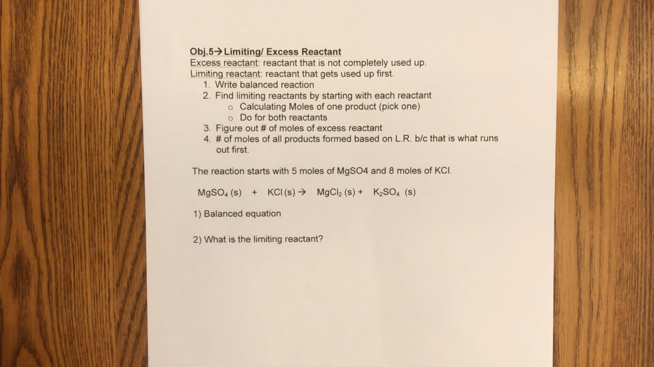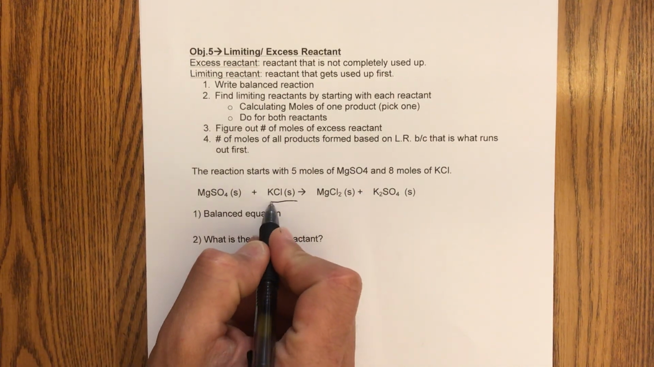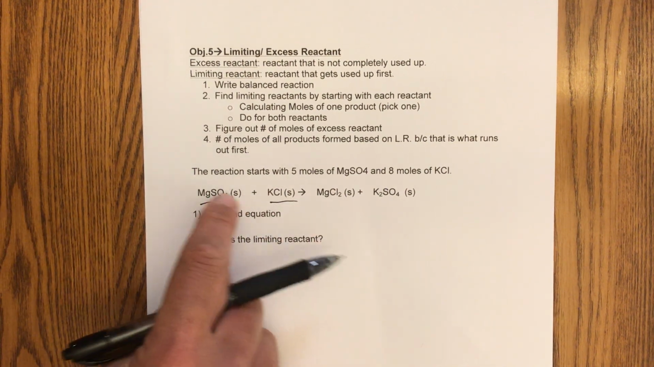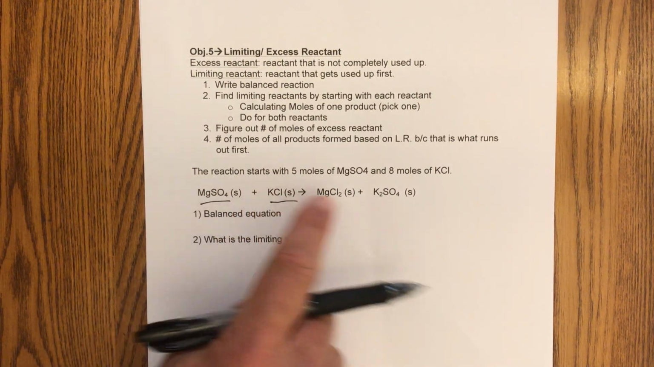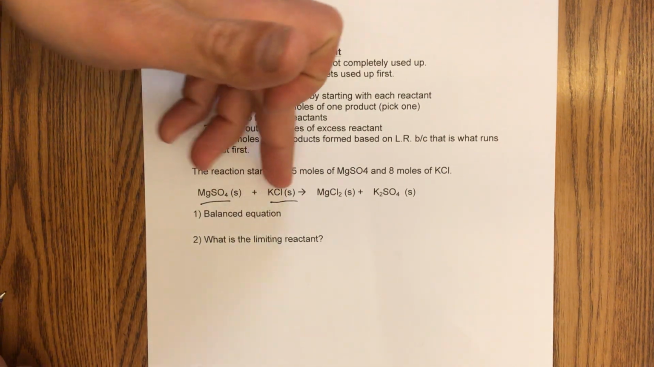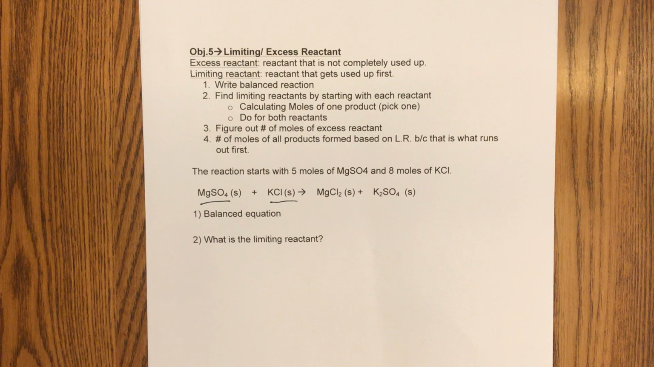And just to put it into an example for you so you can understand, remember that the limiting and excess reactants are both reactants. It's both something that you start with. They're on the left-hand side of the yield sign or the arrow. Okay, these are the reactants, these are the products. So when we talk about limiting excess reactants, we're talking about the ones over here on the left.